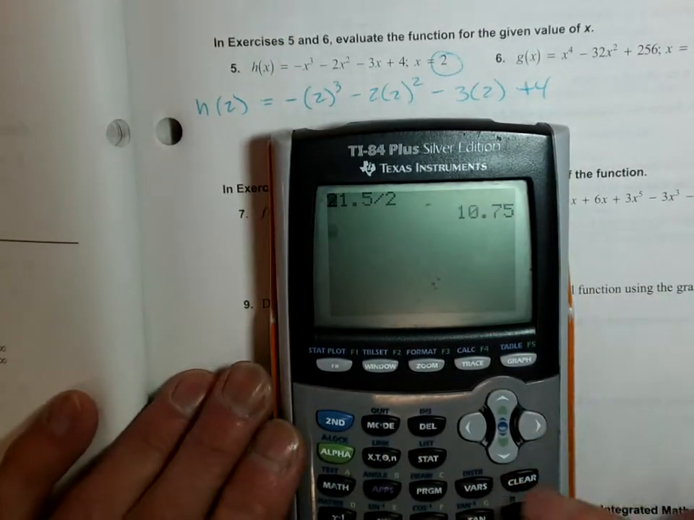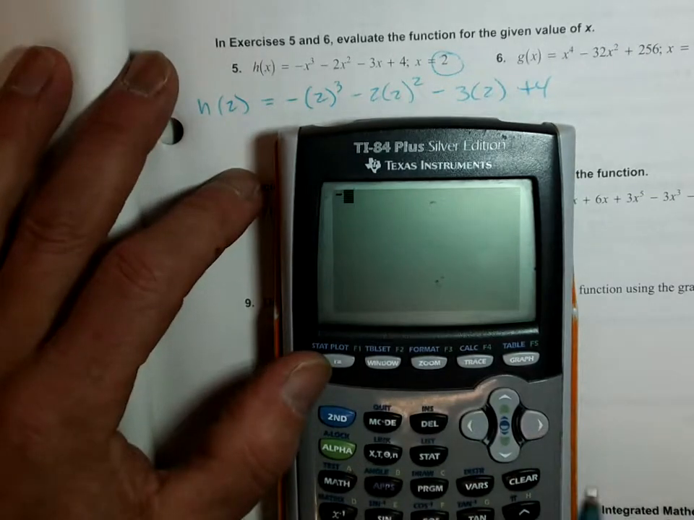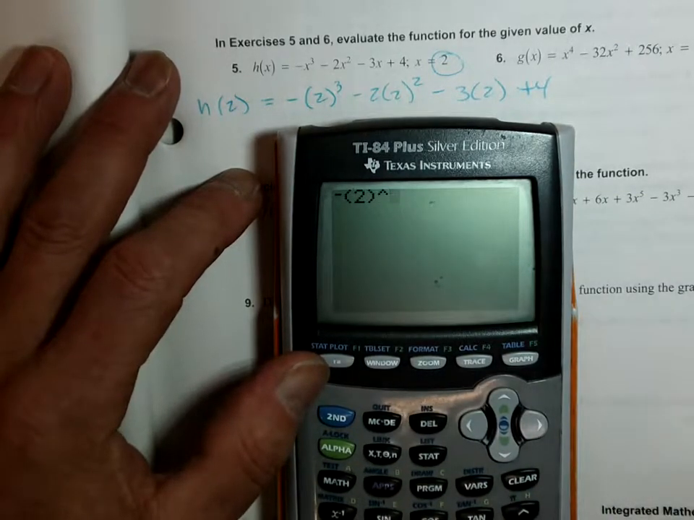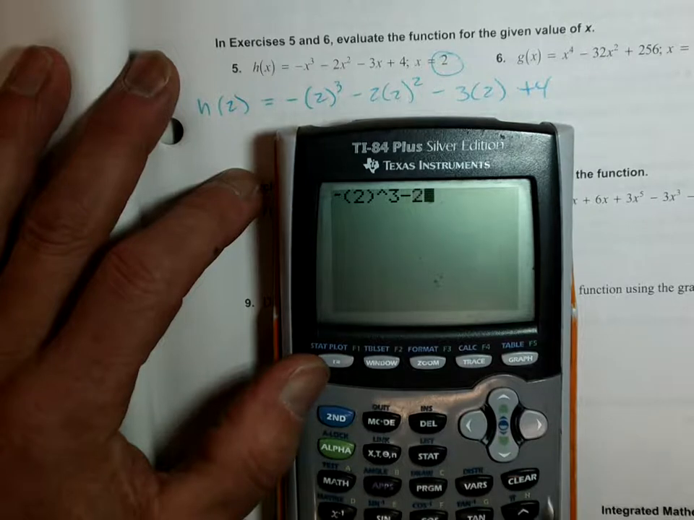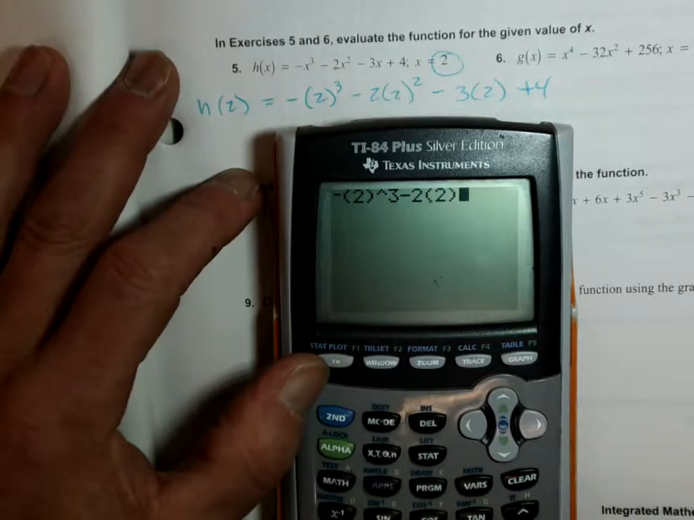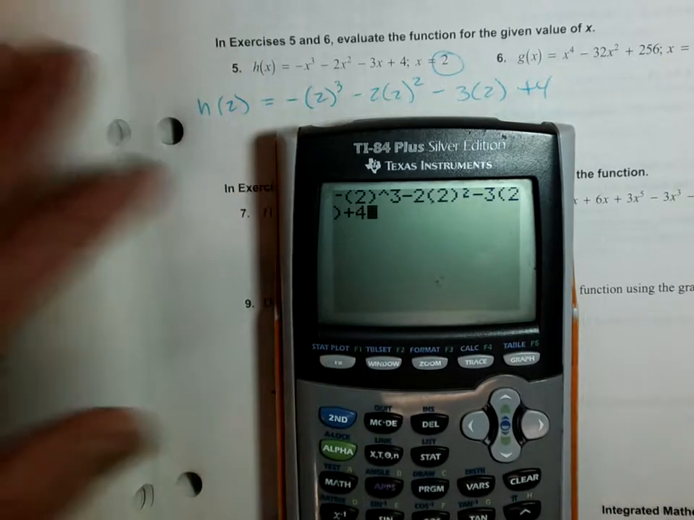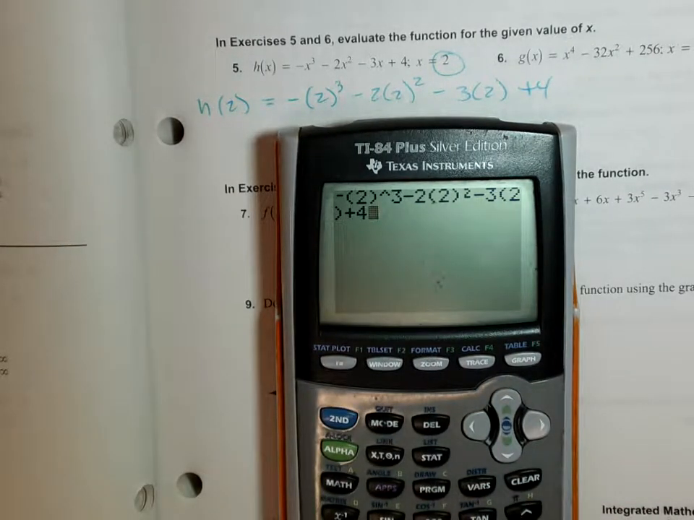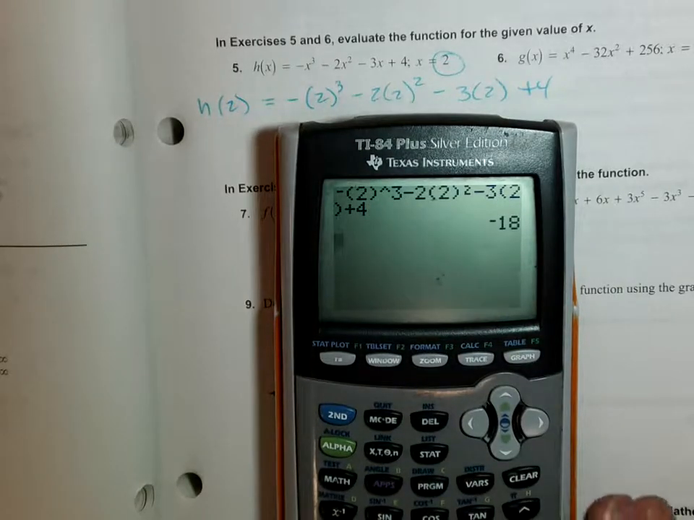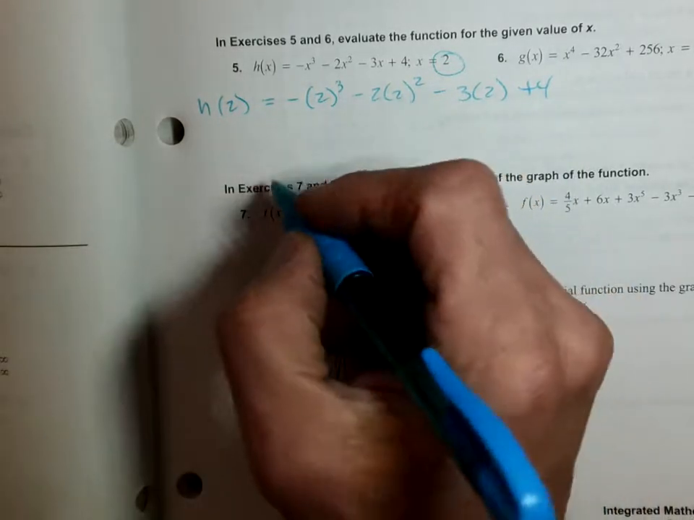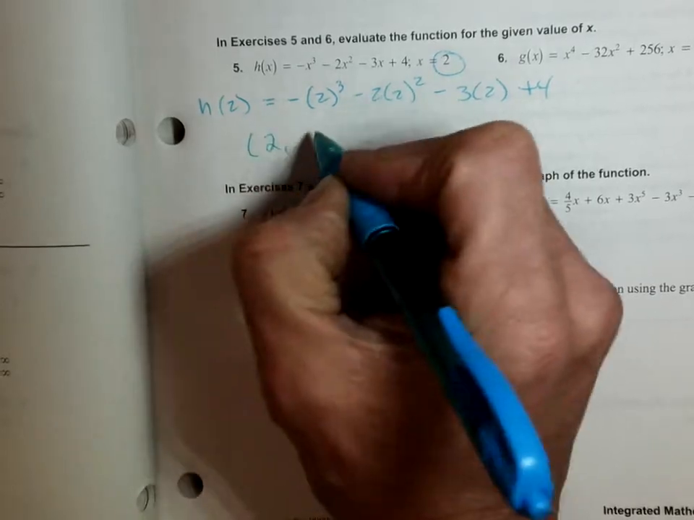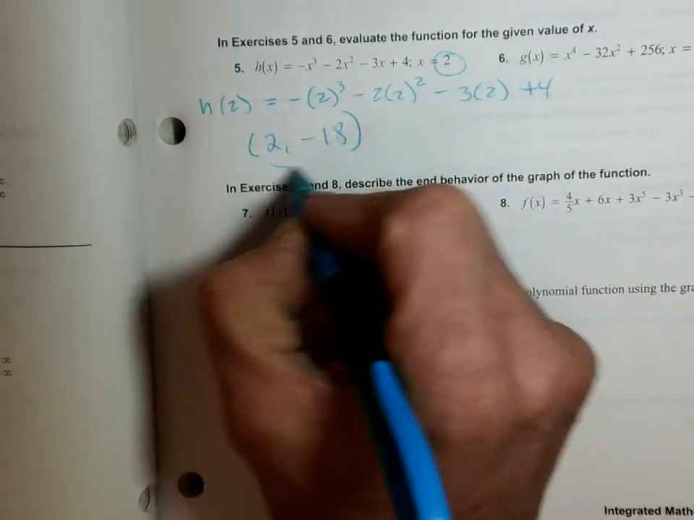Let it do the work. Negative parentheses 2 to the third power minus 2 times 2 squared minus 3 times 2 plus 4. Let the calculator do the work, right? Boom, I got an answer of negative 18, which means there's a point (2, negative 18) on my curve.